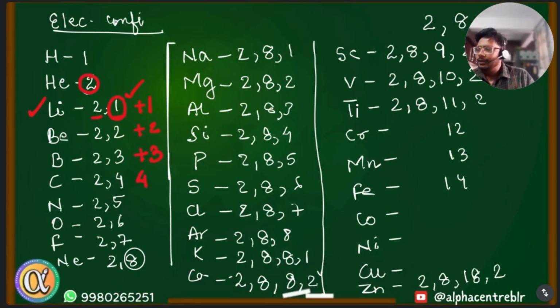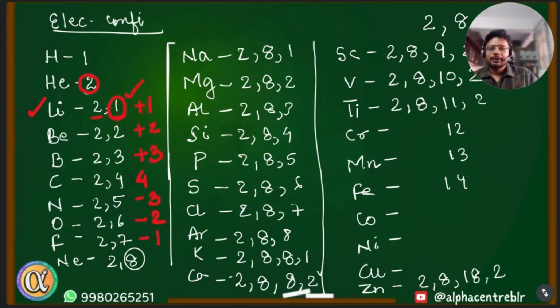Okay. What about nitrogen? Vanshika, what is the valency for nitrogen? So -3, because it needs 3 electrons to have a stable electronic configuration. What about oxygen? -2. Fluorine? -1.